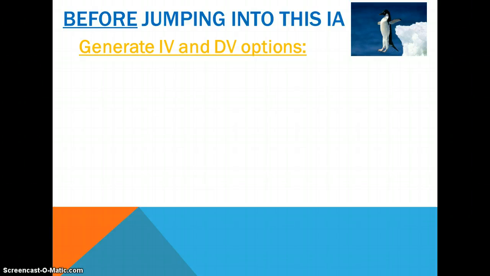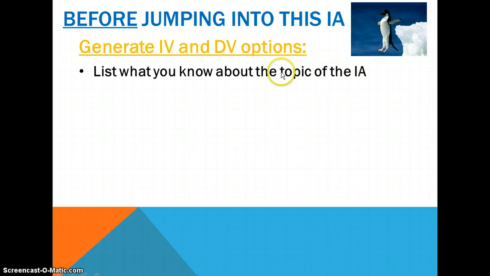Before jumping into this IA, there are a couple of things we need to do. We first need to do some background understanding of the concept or topic of our IA. For instance, let's say it was soil. What do we know about it? Let's list out everything we know about soil types and how it relates to other things in class.